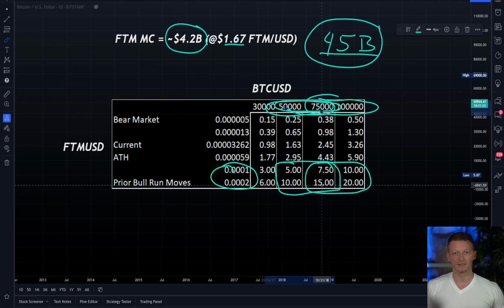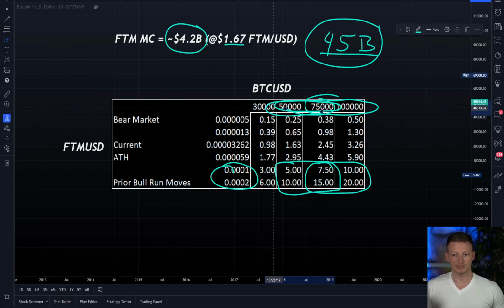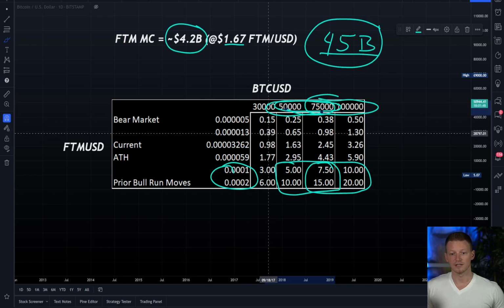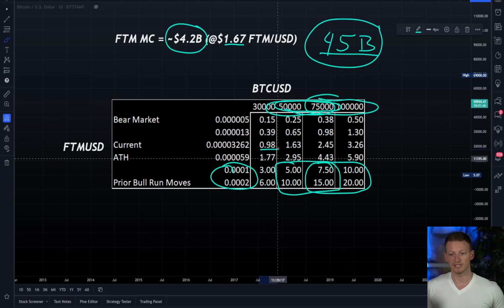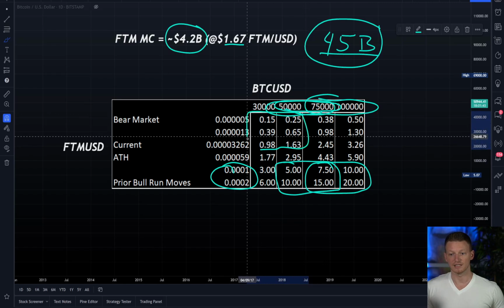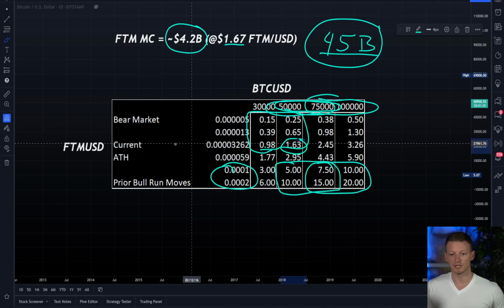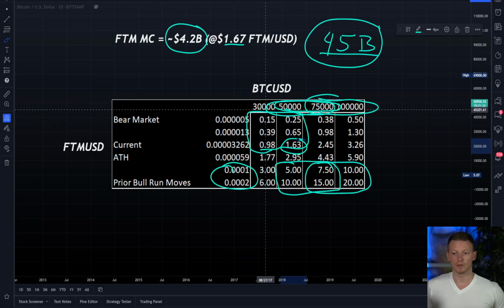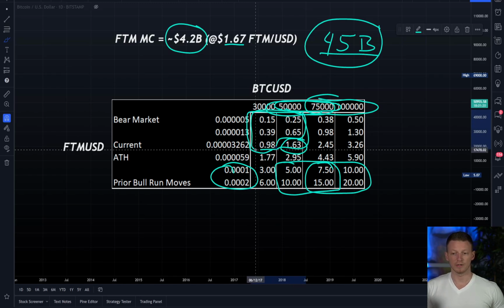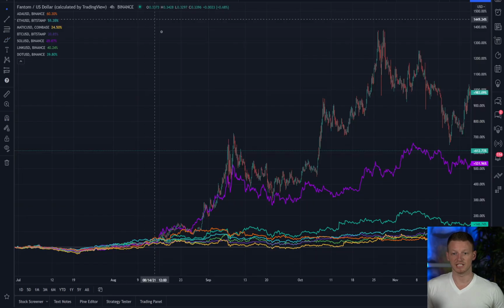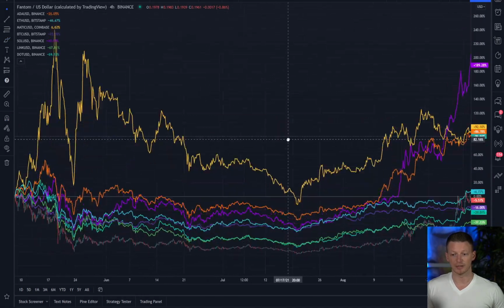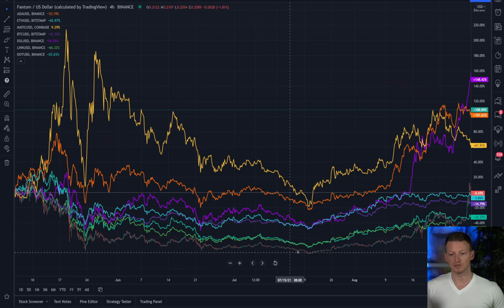Now, on the other side, if we start moving down, if we start moving towards $30,000, you are definitely very likely going to be looking at these lower valuations. So remember, this is where we're sitting currently. We're at about 1.66 or so. So if we start moving down, based on all prior history, you're probably going to be looking at a significant drop in value. Like we've said, when the overall market is entering into a bear market, Fantom gets absolutely hammered.